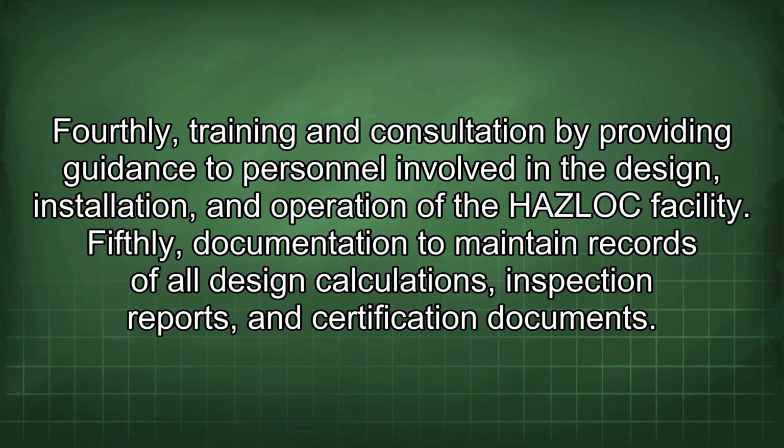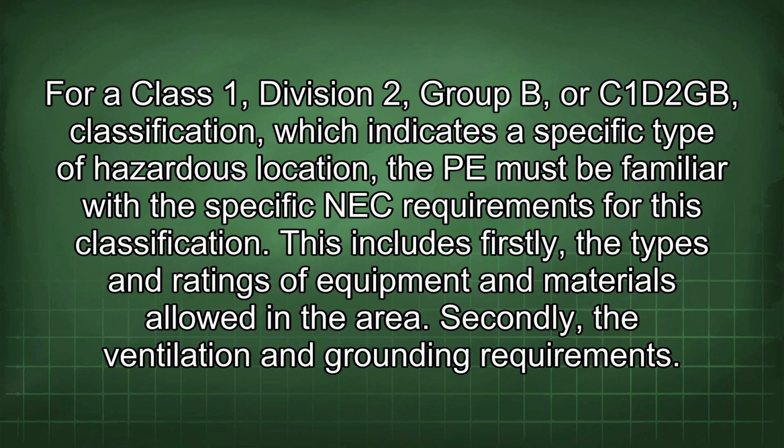Fourthly, training and consultation by providing guidance to personnel involved in the design, installation, and operation of the HAZLOC facility. Fifthly, documentation to maintain records of all design calculations, inspection reports, and certification documents. For a Class 1, Division 2, Group B, or Code D2GB classification, which indicates a specific type of hazardous location, the PE must be familiar with the specific NEC requirements for this classification.